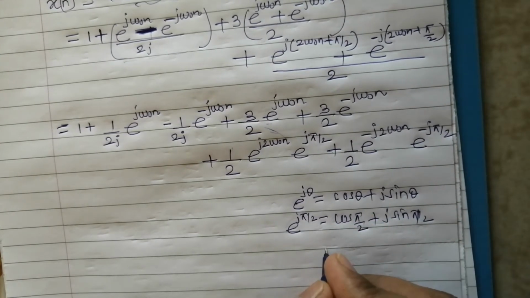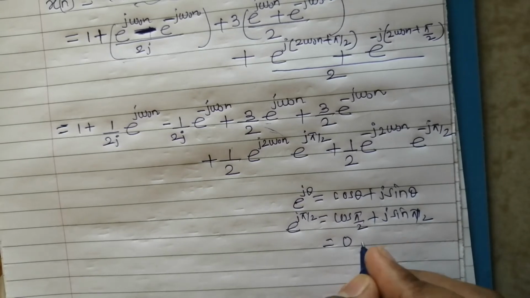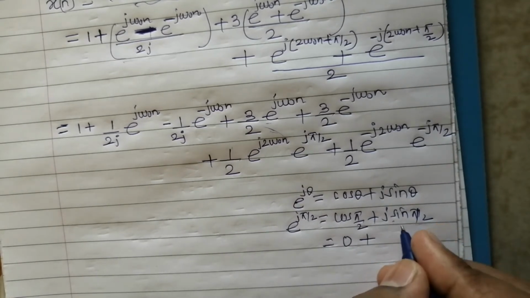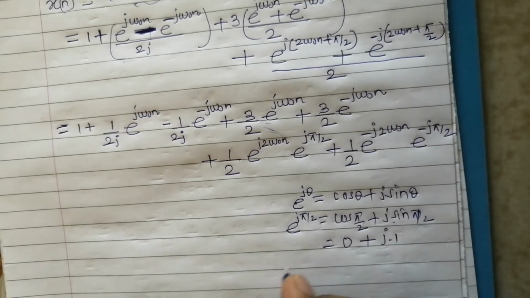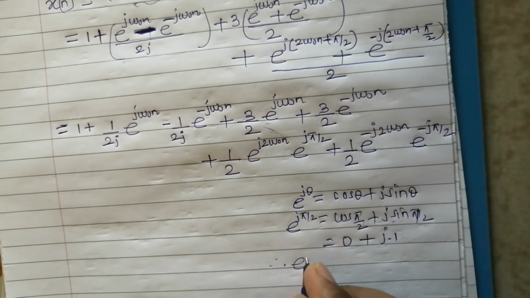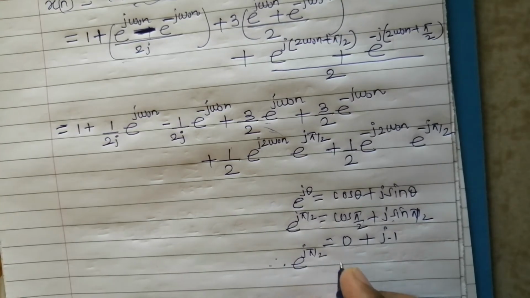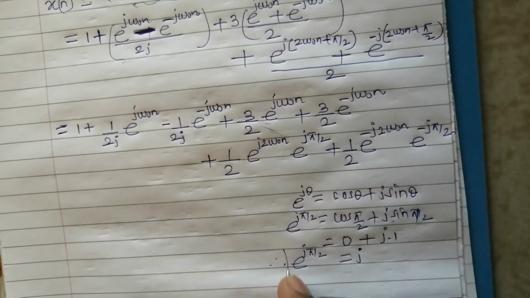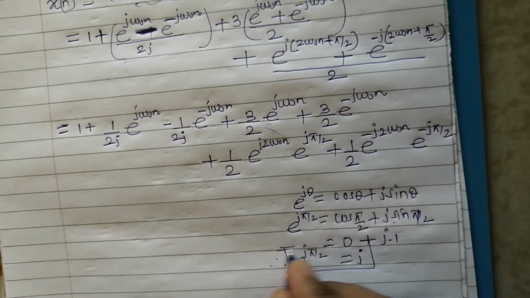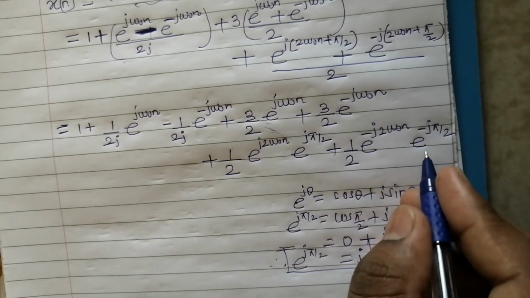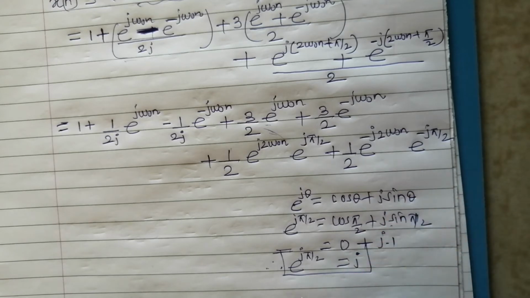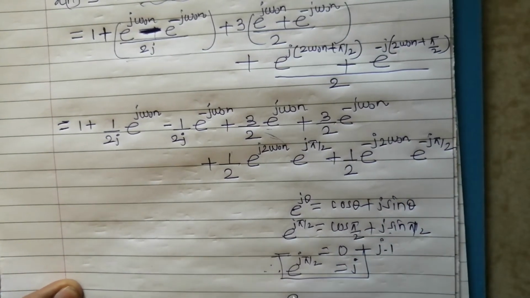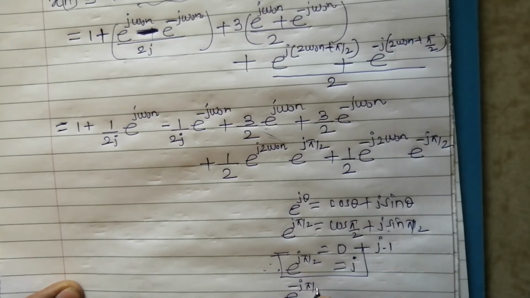So what is cos pi by 2? Cos 90 is 0, and sin 90 is 1, so the value is j into 1. Therefore e raised to power j pi by 2 equals j only. So now we will use this relation wherever e raised to power j pi by 2 is required. Here again e raised to power minus j pi by 2 is required, so let us find e raised to power minus j pi by 2 also.